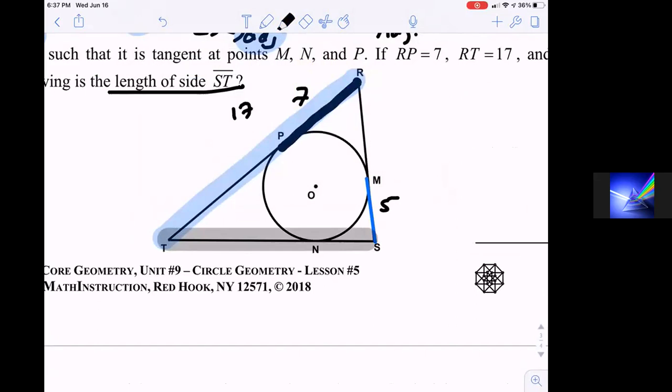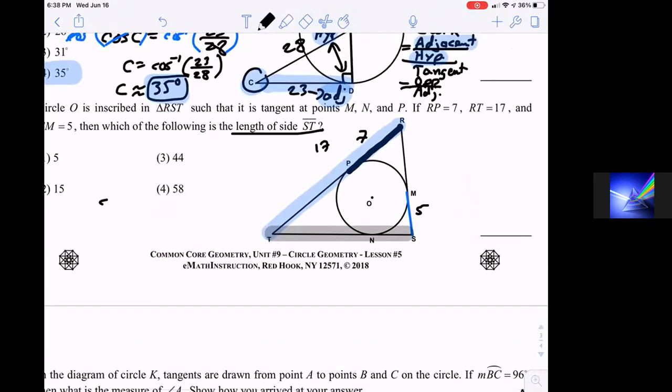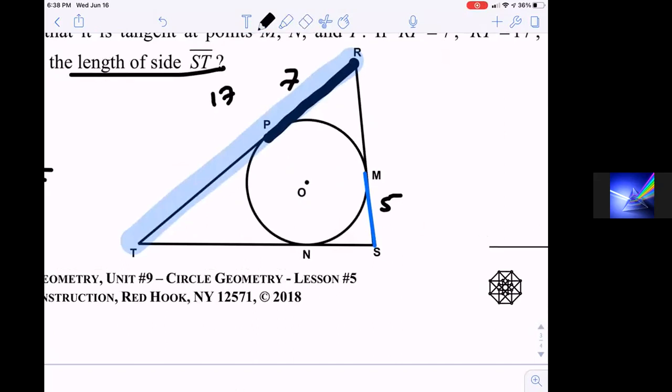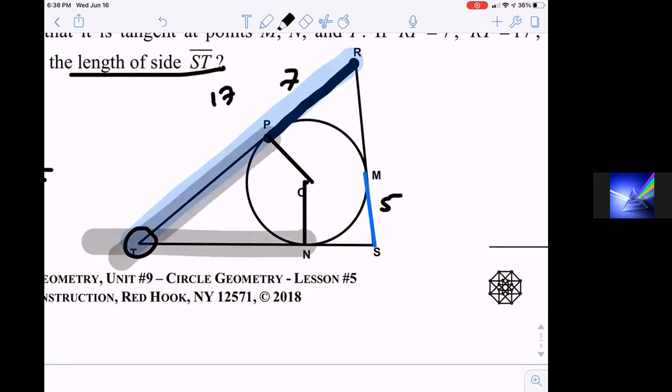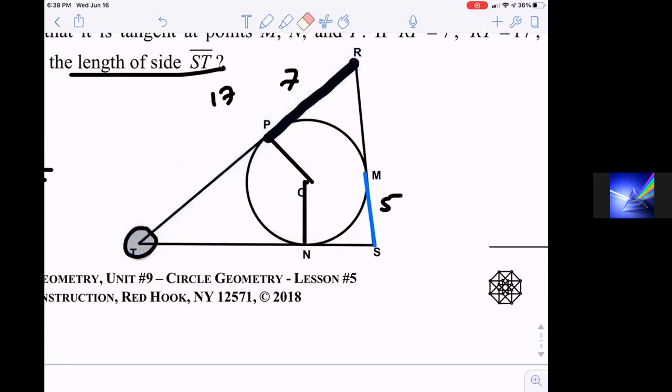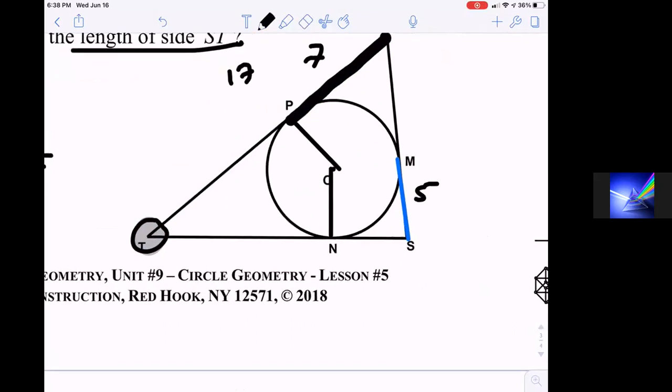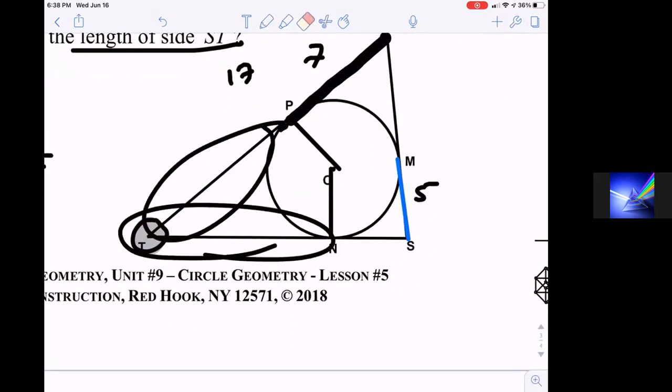Okay, so here's what we need to find. Side ST is essentially going to be side NT, that's this side here, plus side NS, this little segment here. So we have to add up those segments. One of the things that we learned was that if you have 2 tangent lines that intersect at the same point, then this tangent segment is equal to that one right there. Now here's what we know.